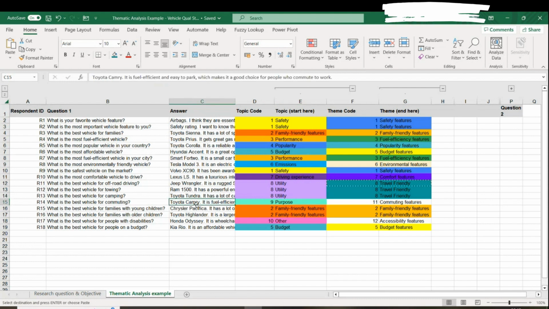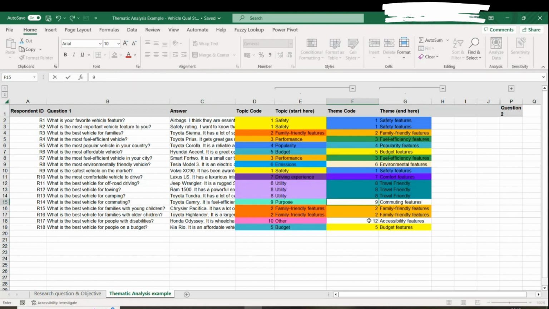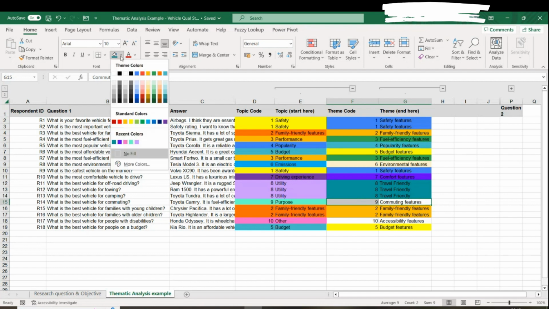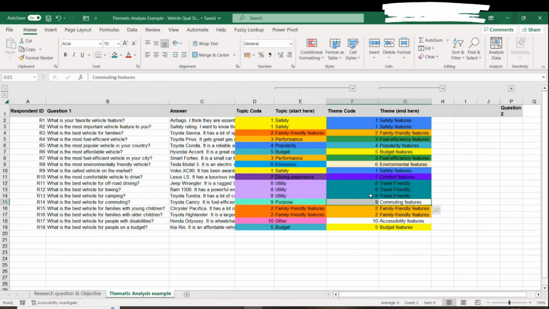And let's see, this one spoke about commuting to work. You can give this maybe number 9, and then number 10. It's like pushing it to the max. So commuter features, but that's also travel. So you would also say travel friendly. So you see now your theme on travel friendly is increasing.